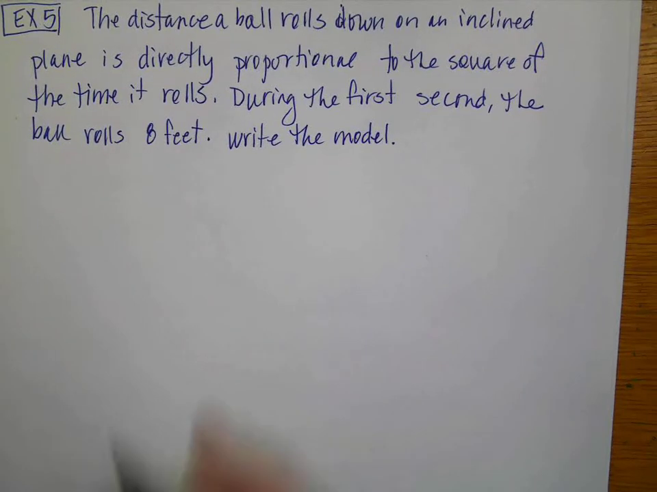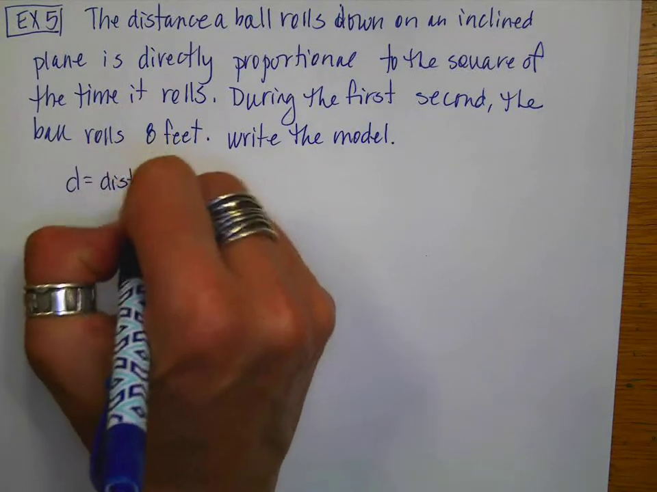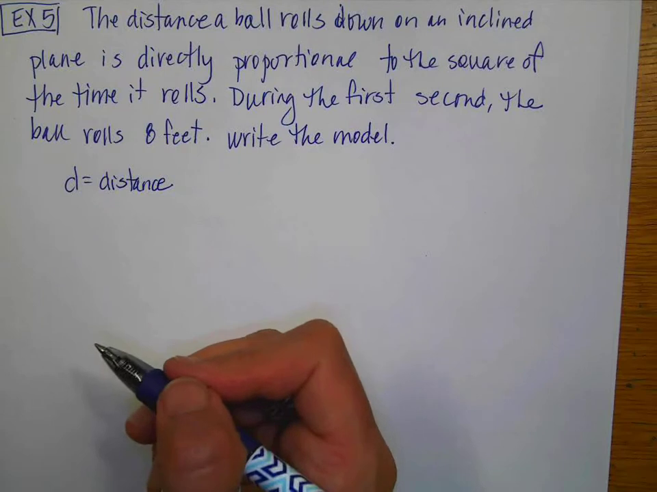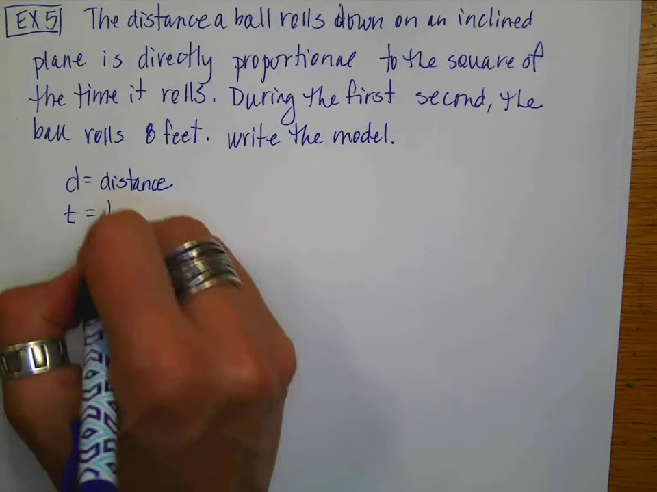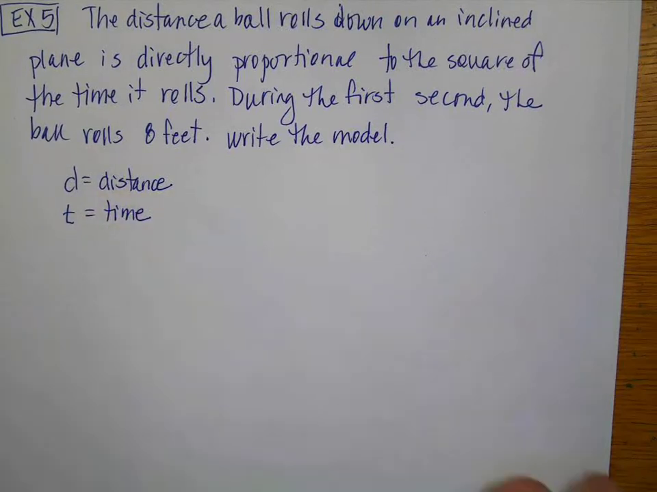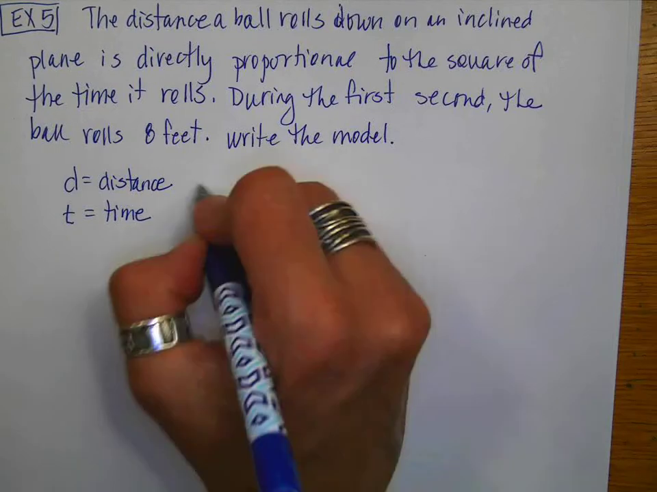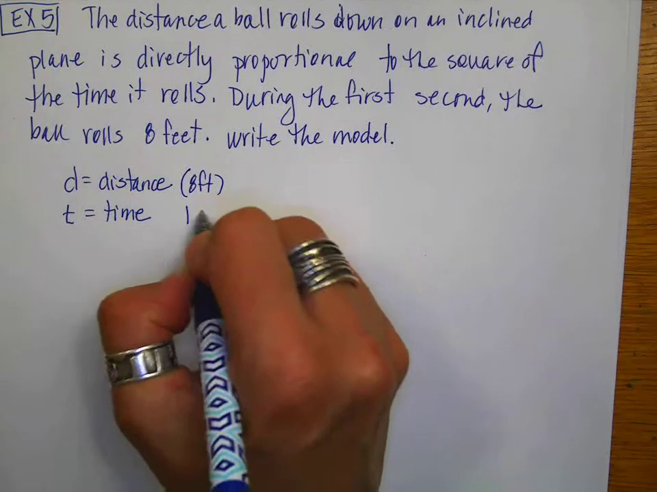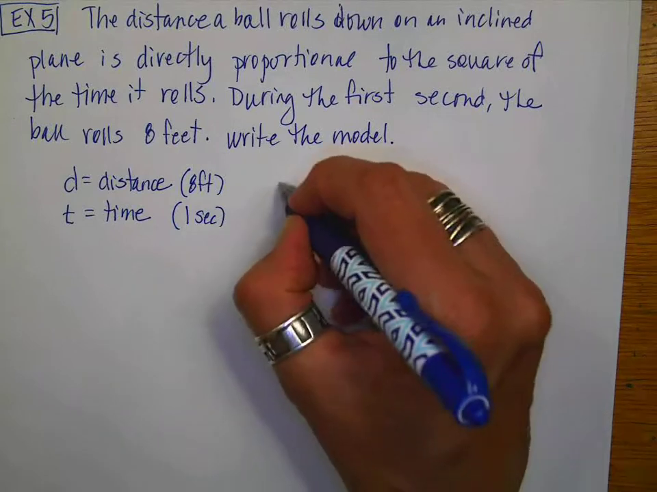All right, and again, in this one, I'm going to have a data point. So this one says the distance a ball rolls. So I'm going to let D equal distance. Remember that when we have a word problem, you always need to define your variables. D is the distance the ball rolls, and then T is going to equal time. So now I'm going to write down what they give me for data. So distance is 8 feet, and time is 1 second. It's also nice to include your units.